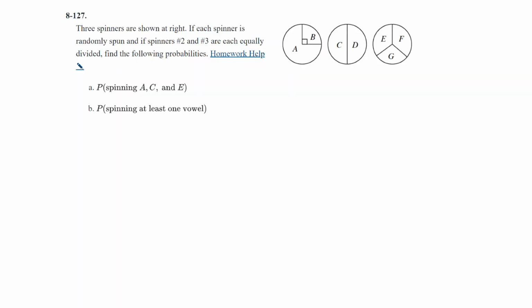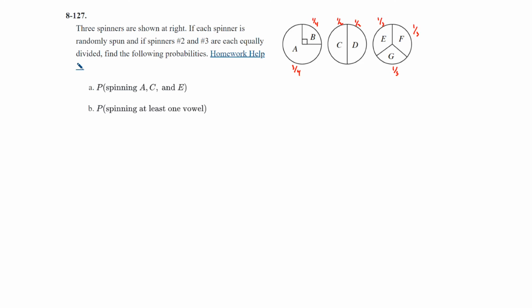Question 127. 3 spinners are shown at the right. If each spinner is randomly spun, and if spinners number 2 and number 3 are each equally divided, find the following probabilities. So if we're looking at the 3 spinners, B would be a quarter of the circle, A is 3/4, C is a half, D is a half, and then it's broken up into 3 parts here, so they're all the same. We have 1/3, 1/3, and 1/3.